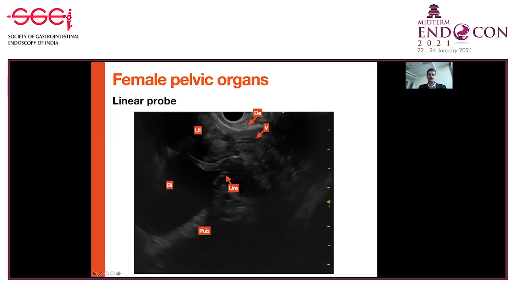So here is another patient with a linear probe evaluation of the female pelvic organs. You have the bladder, you have the female urethra, you have the uterus, which can have a very variable appearance with a lot of pathologies. You have the cervix, and then you have this air stripe showing you the vagina, and this is the Denonvilliers fascia. And then you have the pubis and the puborectalis and the pelvic lateral wall and muscles.